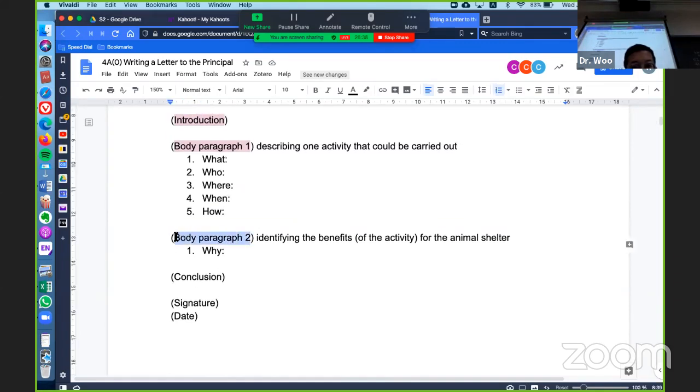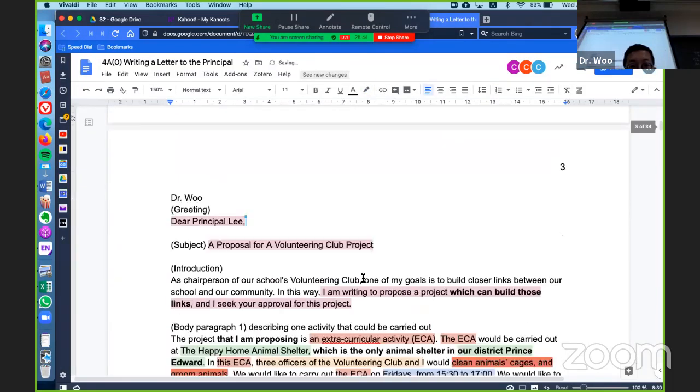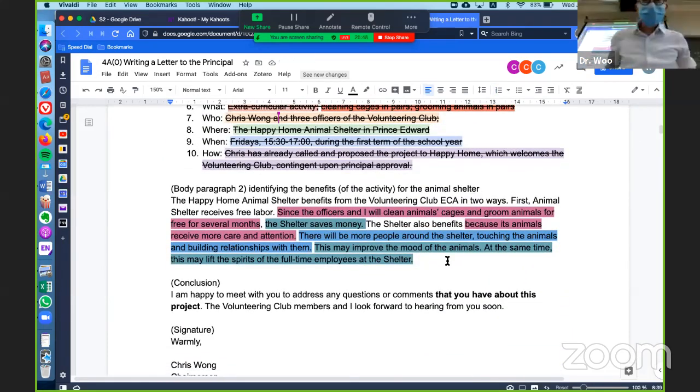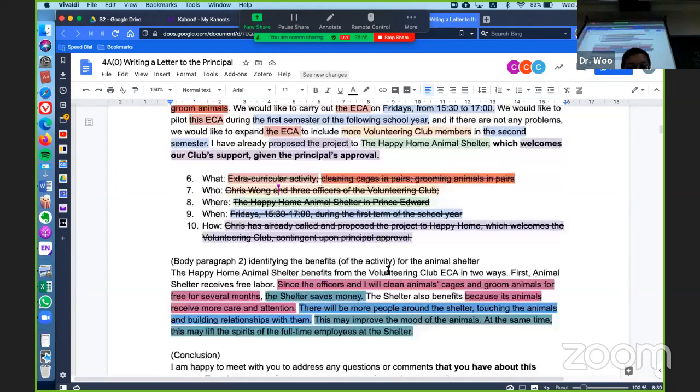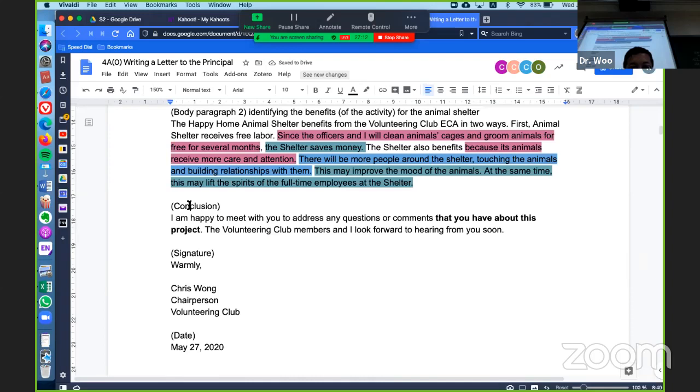Body paragraph 2. What are the benefits? All right. So we have to describe the benefits. Sure. I'll get to the content shortly. Finally, have a conclusion and signature and dates. So, have a conclusion. So what? Why should the principal care? Why should he care about this at all? Then you have your signature and then the dates.